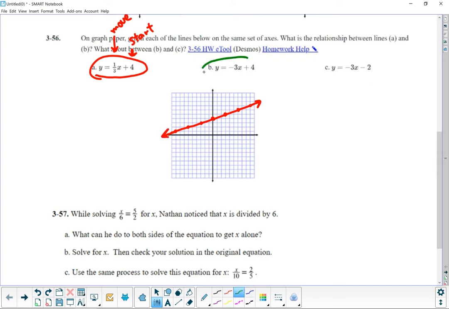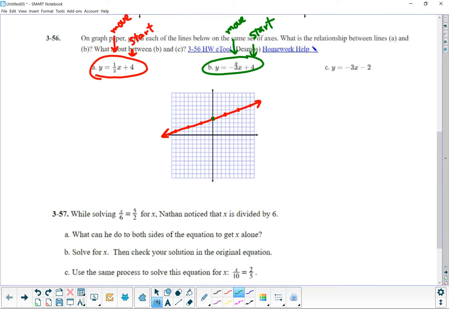Second line, I'll put it in green if you don't mind. You start at the 4. That's the y-intercept. So you start at the 4 again. Hey, it's the same place. And then you're going to move according to what that number right there is. That's the slope, and that tells you how to move from where you start.